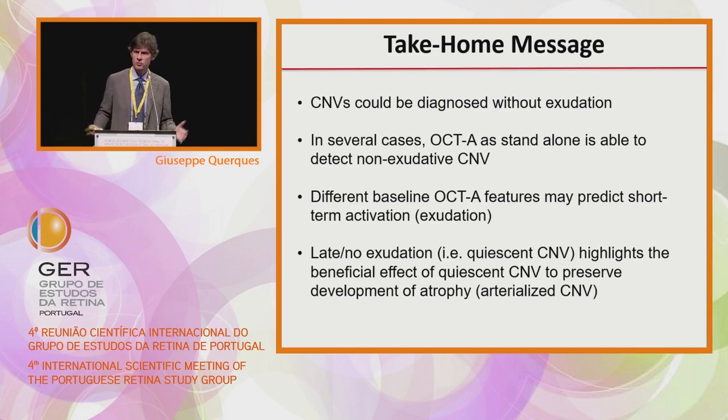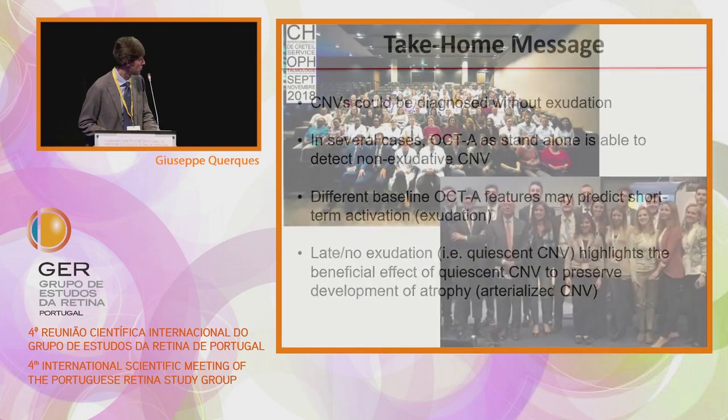Late or no exudation in the context of subclinical quiescent type 1 macular neovascularization means it is doing a good job for the outer retina. It is continuously nourishing the outer retina, should not be treated, and may preserve against the development of atrophy, which is the natural history of age-related macular degeneration.